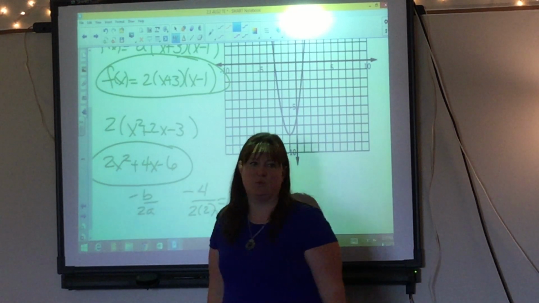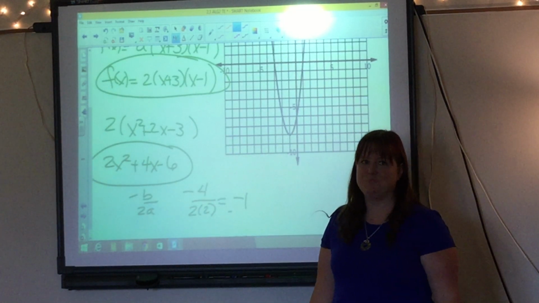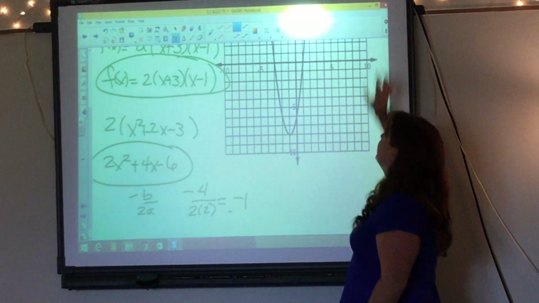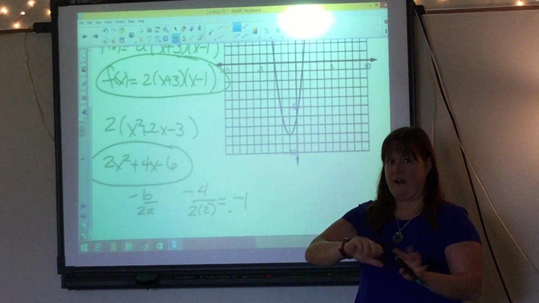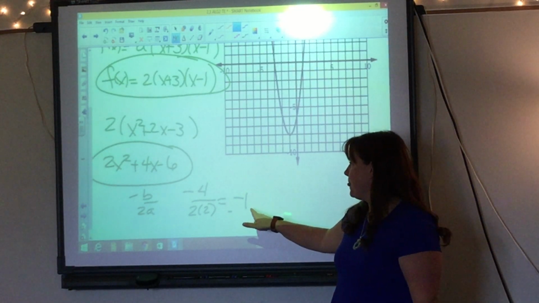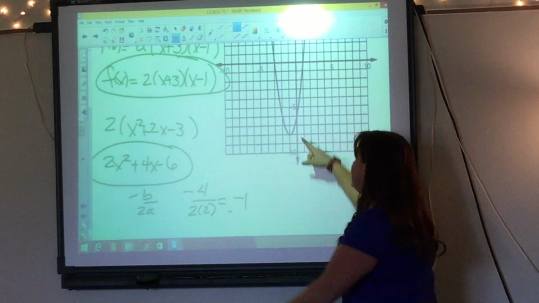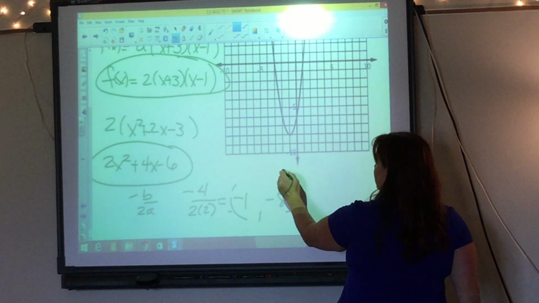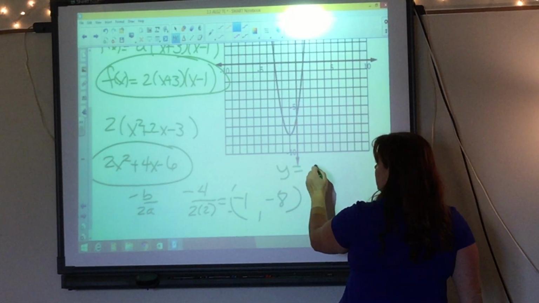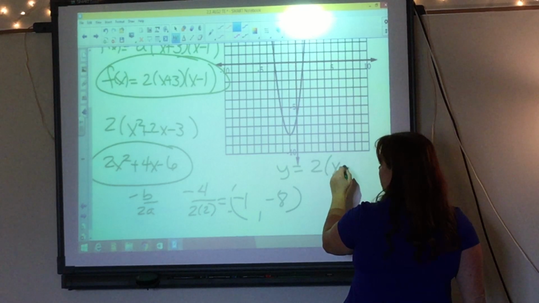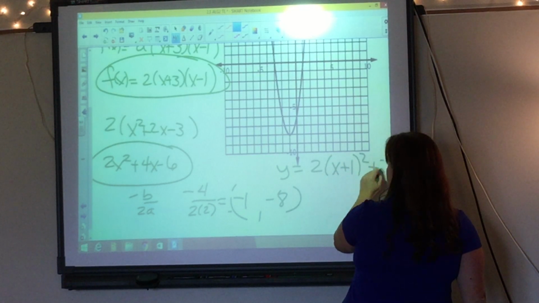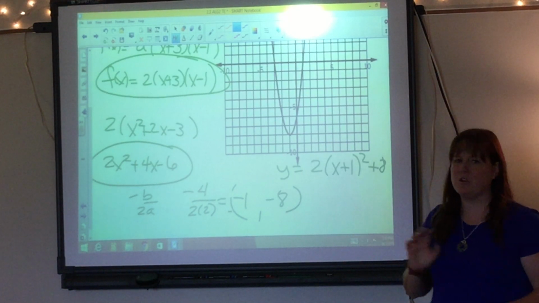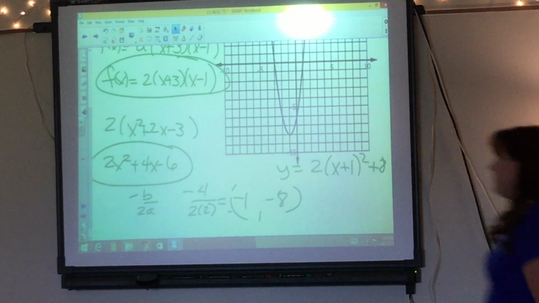It's 2 times a and a is 2. I was like, that's not right because you look up here, it's not. Okay, 5 minutes, we got this. So then you would plug this back in and you would get negative 8. And then you could write it in vertex form, which would be y equals 2 times x plus 1 squared plus 8. So yes, you can. There's a whole other big algebra way to do it. We're not going to do that.